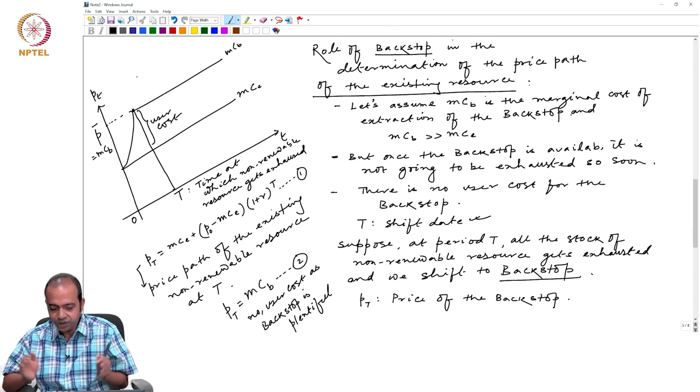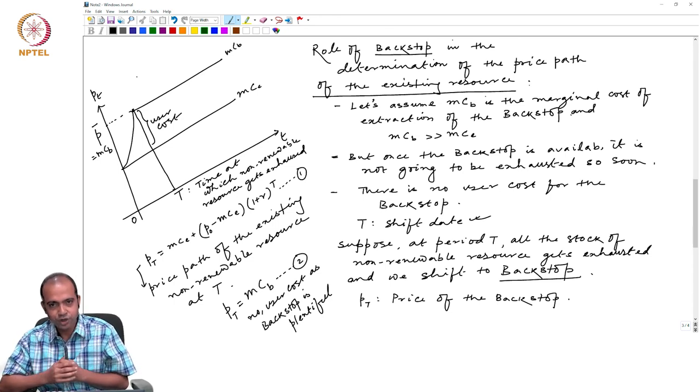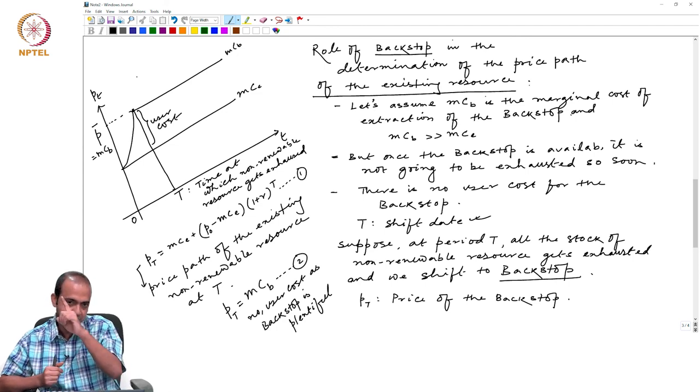So, with this we are closing our discussion today. Basically, we have now explained the role of backstop alternative resources in determining the price path of the existing resource, and we have also learned how the backstop technology or backstop resources put an upper limit on the price of the existing resource even when it is getting exhausted at ship date.